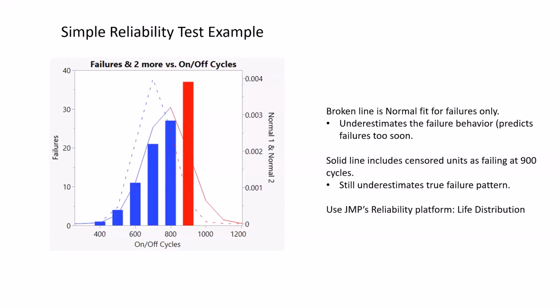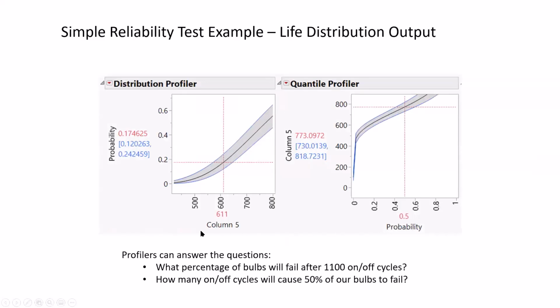This is very common in reliability. You're going to run product, you're going to run some set of samples, and some of them are going to fail and some of them are not. Those are going to be censored. How do we handle that? Well, JMP's reliability platform called Life Distribution is how we handle that. And what we'll get out of that, and I'll show you how to get here in just a minute, are charts like this, these profilers.